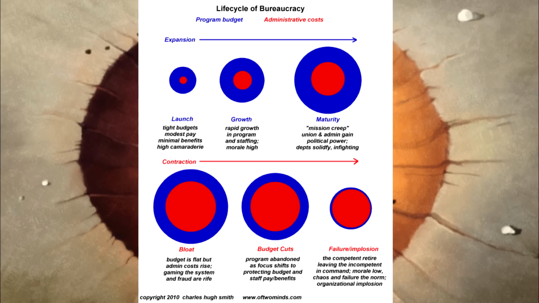So there's rapid growth in the program and staffing. That's the big one. Now, this is where the bloat starts being added, and morale is high because money's coming in. The programs are making a bunch of money. You can pay for all the people, and then you got maturity. This is the big one. Mission creep, quote unquote. Unions and administrators gain political power. Debts solidify. Infighting. Yep. There's multiple departments now.